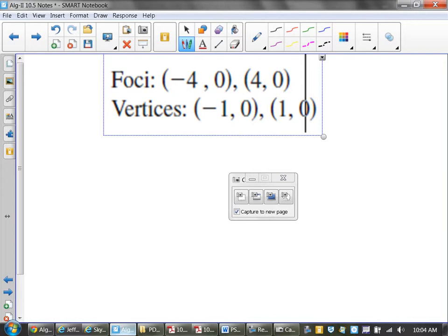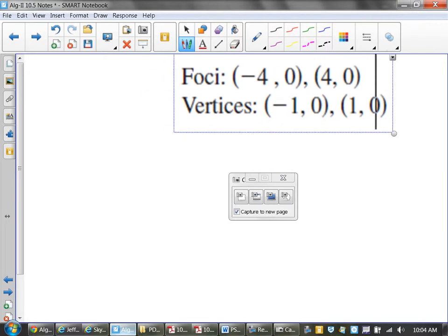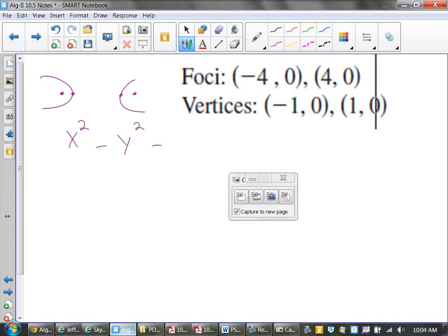If I have a focus at -4 and 4 and a vertex at -1 and 1, is this opening left and right or up and down? This one's going left and right, because the focus is here and your vertex is here. So if it's opening left and right, is this x squared first or y squared first? X squared. So it's going to be x squared minus y squared equals 1.